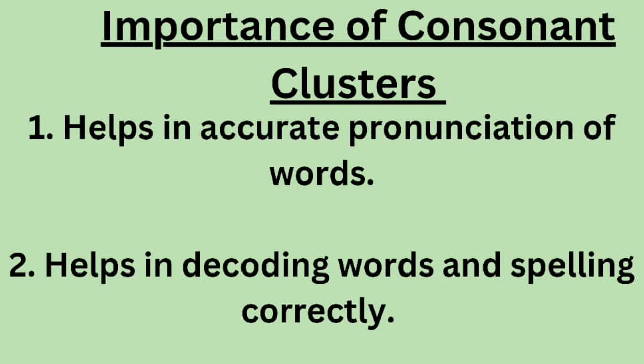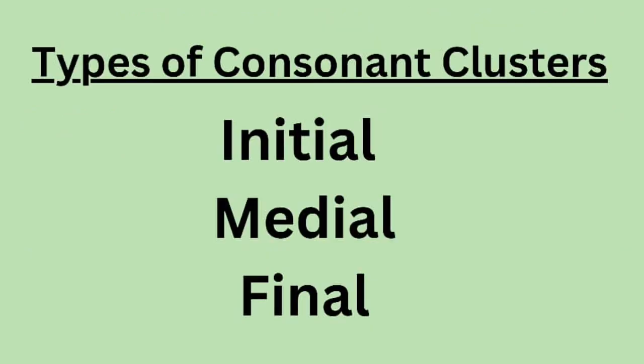If you will remember very well, at the beginning of this class, I mentioned that we have types of consonant clusters based on the position of the cluster in a given word. Some consonant clusters usually occur at the beginning of words. These are called initial consonant clusters. Some appear at the middle of words and they are called medial consonant clusters, and others appear at the end of words. They are called final consonant clusters.